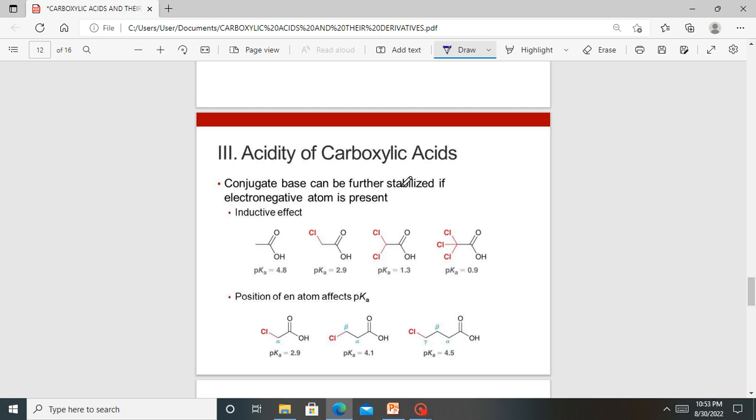Let's look at these compounds here. This is ethanoic acid with a pKa of 4.8. The pKa stands for acid dissociation constant, which is proportional to pH. So higher pH means higher pKa, and higher pH means less acidic. Lower pH means more acidic. Looking at these compounds, this one has a pKa of 4.8, then 2.9, 1.3, and 0.9. Taking these four, this one has the least pH, in other words, the least pKa. Therefore, this one is more acidic as compared to this.